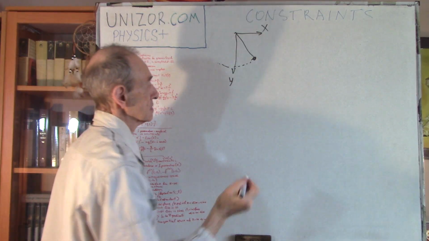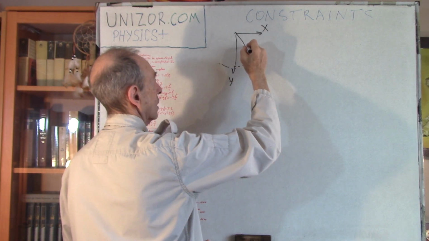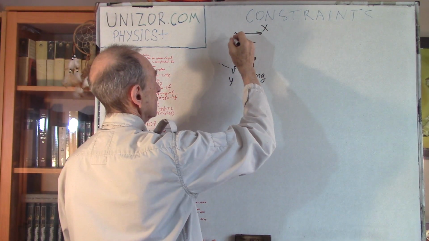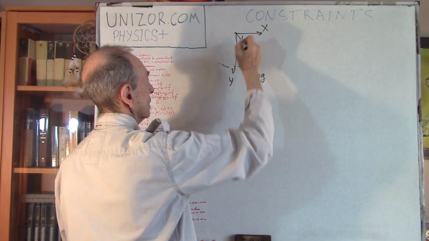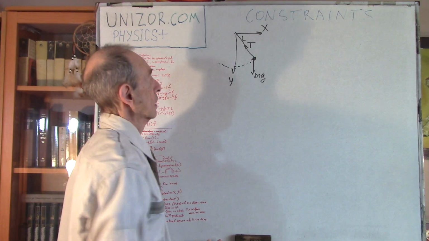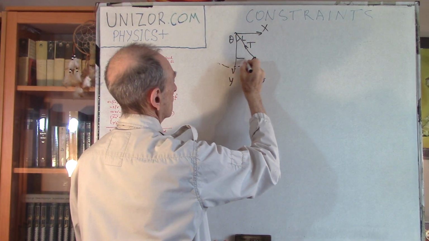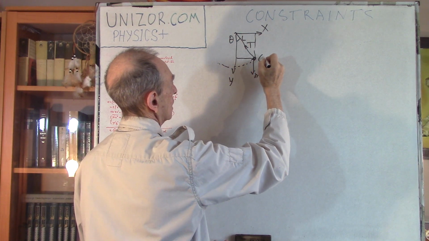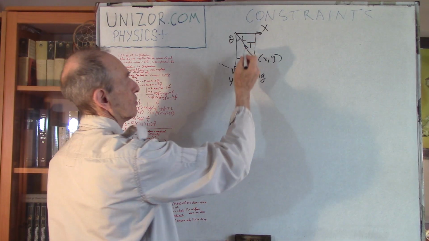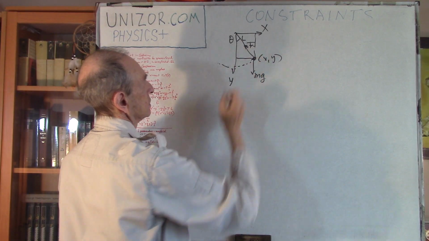Going down, it's easier, because it's mg, and this is some kind of a tension force T, and the length of the rod is L, let's say. So we have 2 forces. Well, if this angle is theta, then now this point is (x, y). So what's the projection of T onto the x-axis? This part.